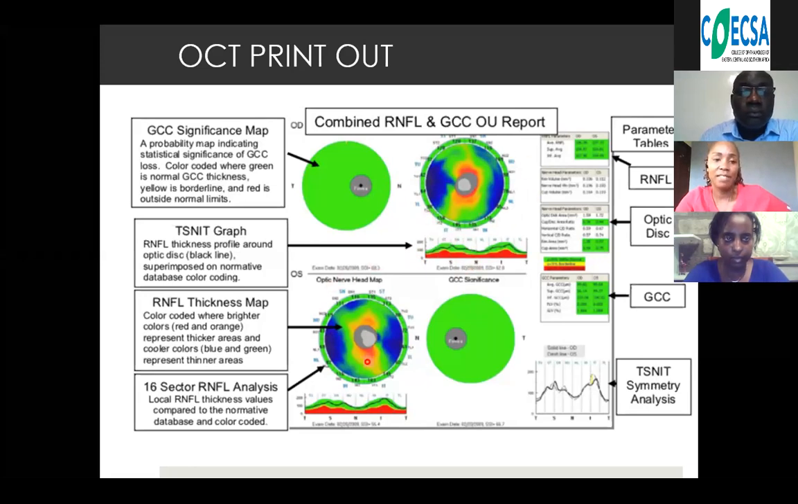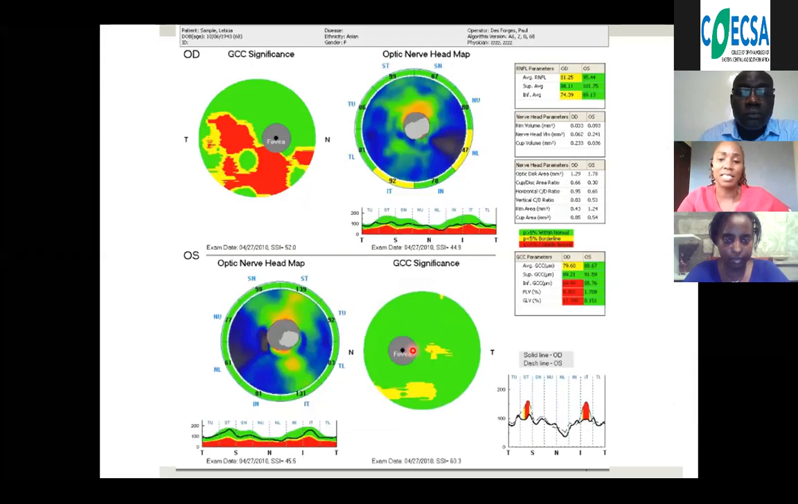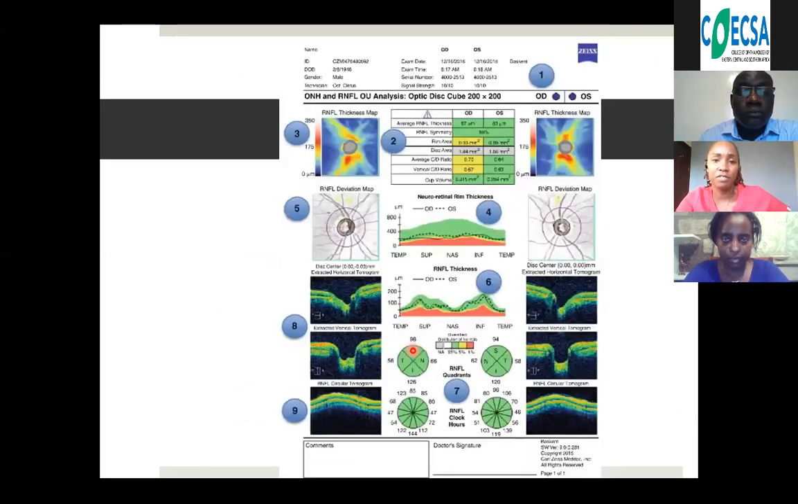And then we have the RNFL thickness map. I don't really use this much. I usually use the outer nerve fiber layer analysis, and we're going to look at that. This is an OCT that we usually get from the OptoView. This is one that we get from the Zeiss. But once we have the basic concept, you'll be able to interpret everything that's going on over here.